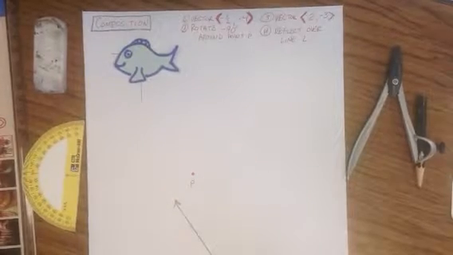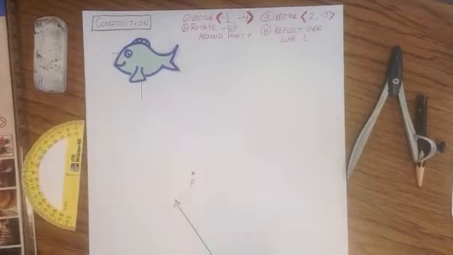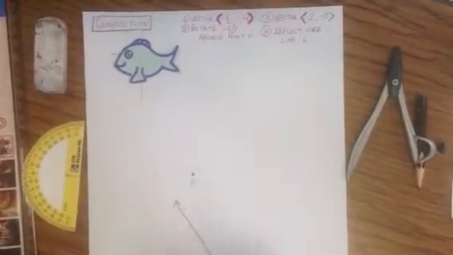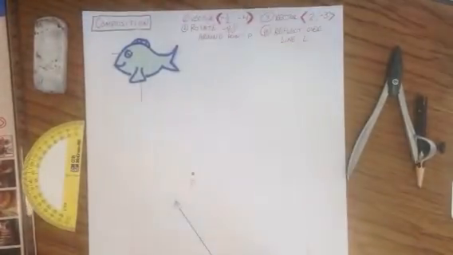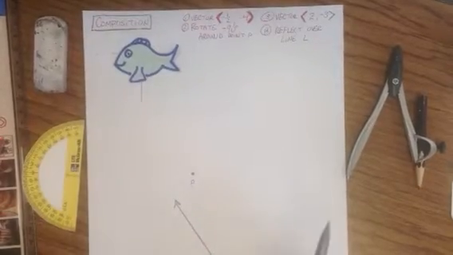Okay, this is a video about composition. Composition means you're going to do all of the transformations on one object over the course of multiple moves. So let's do that with my fish here.